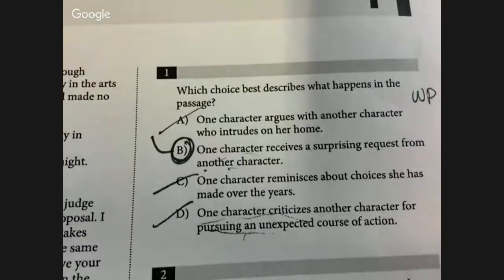One character argues with another character who intrudes on her home. This does not happen. One character receives a surprising request from another character. This is what happens. One character reminisces about choices she has made over the years. Obviously, this is not what the passage was about. One character criticizes another character for an unexpected course of action. None of these happen except B, so this is the correct answer.